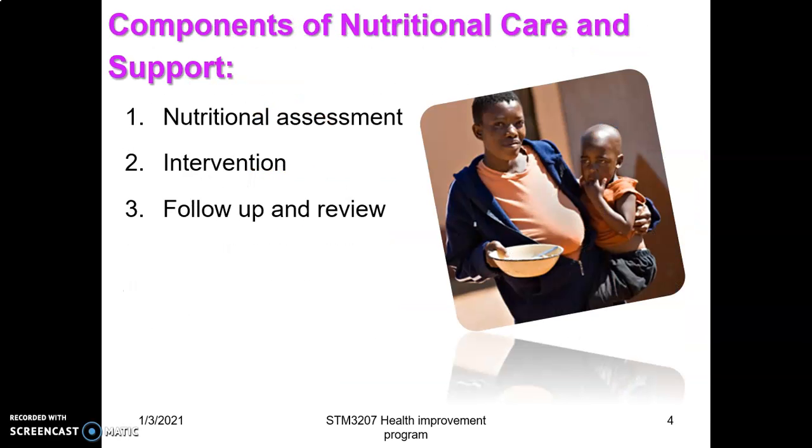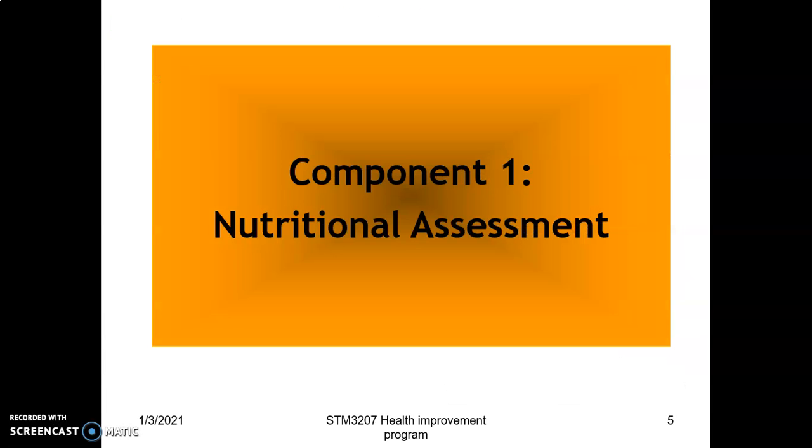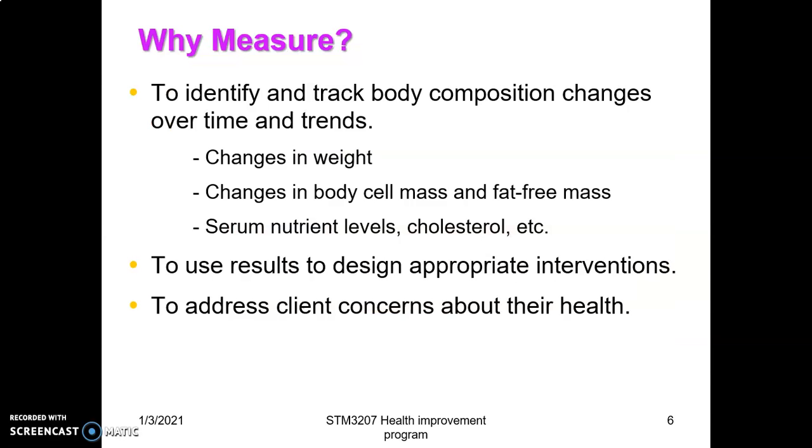So we're going to have 3 components of nutritional care and support. First, we're going to have a nutritional assessment, and then after we assess them, we're going to have an intervention for them. And after we have conducted an intervention, we're going to do a follow-up review. So the first component is nutritional assessment. So why do we measure them?